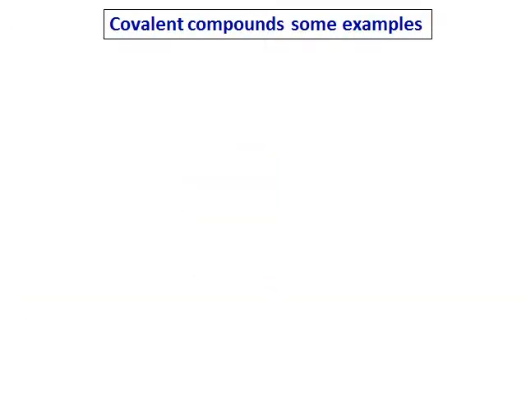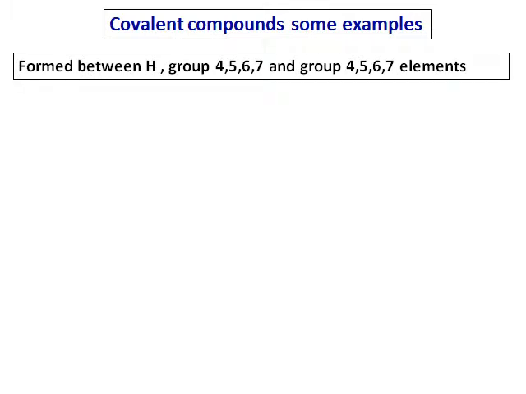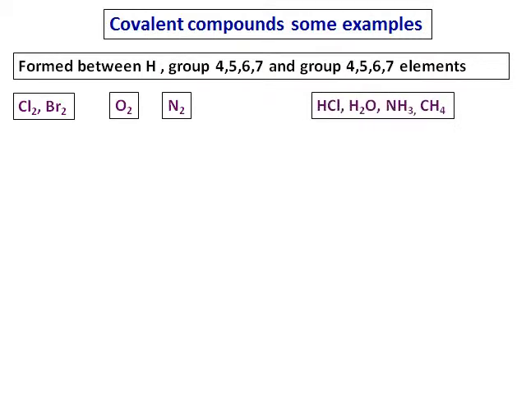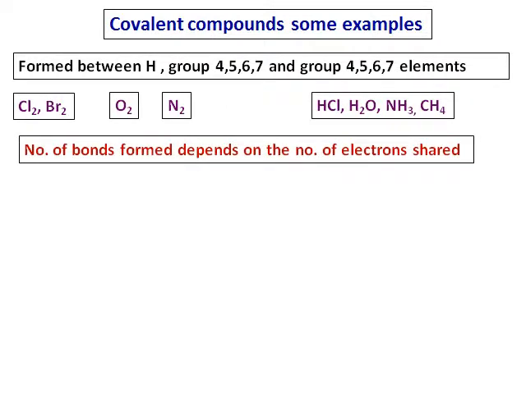So let's do some examples of covalent compounds. As I said before, it is formed between 2 nonmetals, or when hydrogen or group 4, 5, 6, 7 elements combine with each other, a covalent bond is formed. Some of the examples given there are chlorine, bromine, oxygen, nitrogen, and then I have given you some compounds with hydrogen also: HCl, water, ammonia, methane, etc.